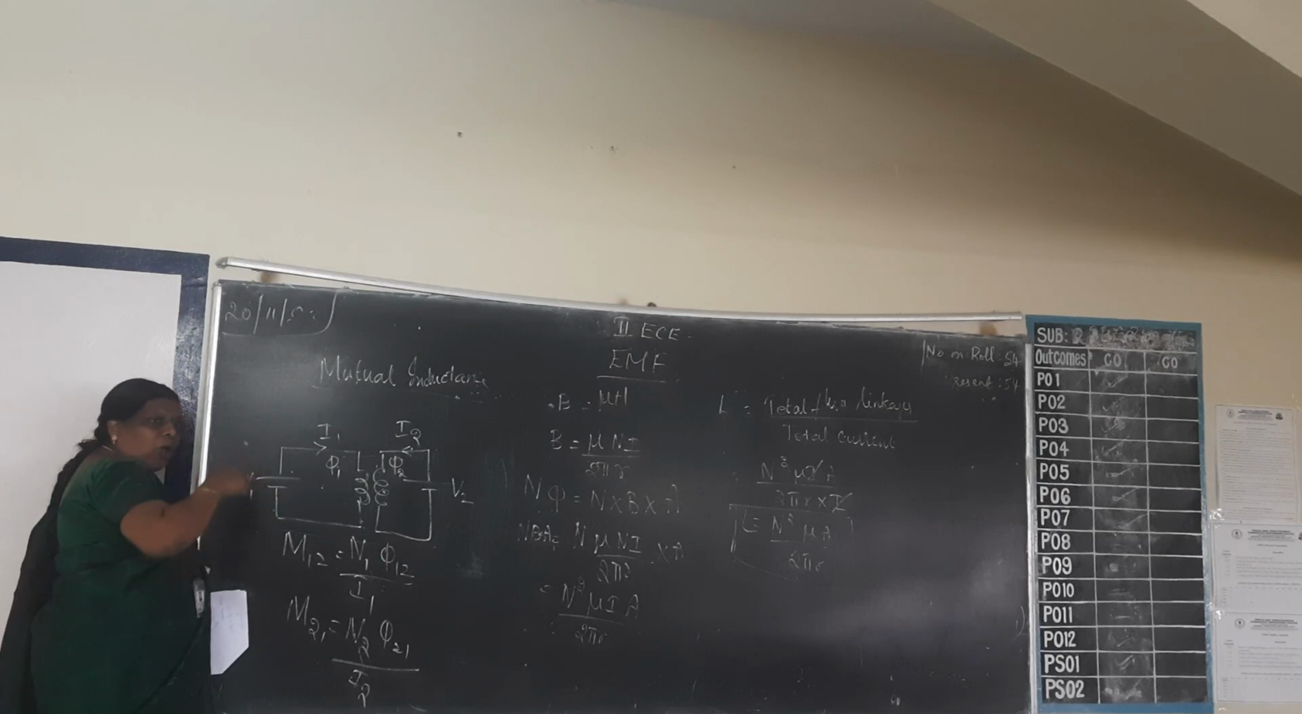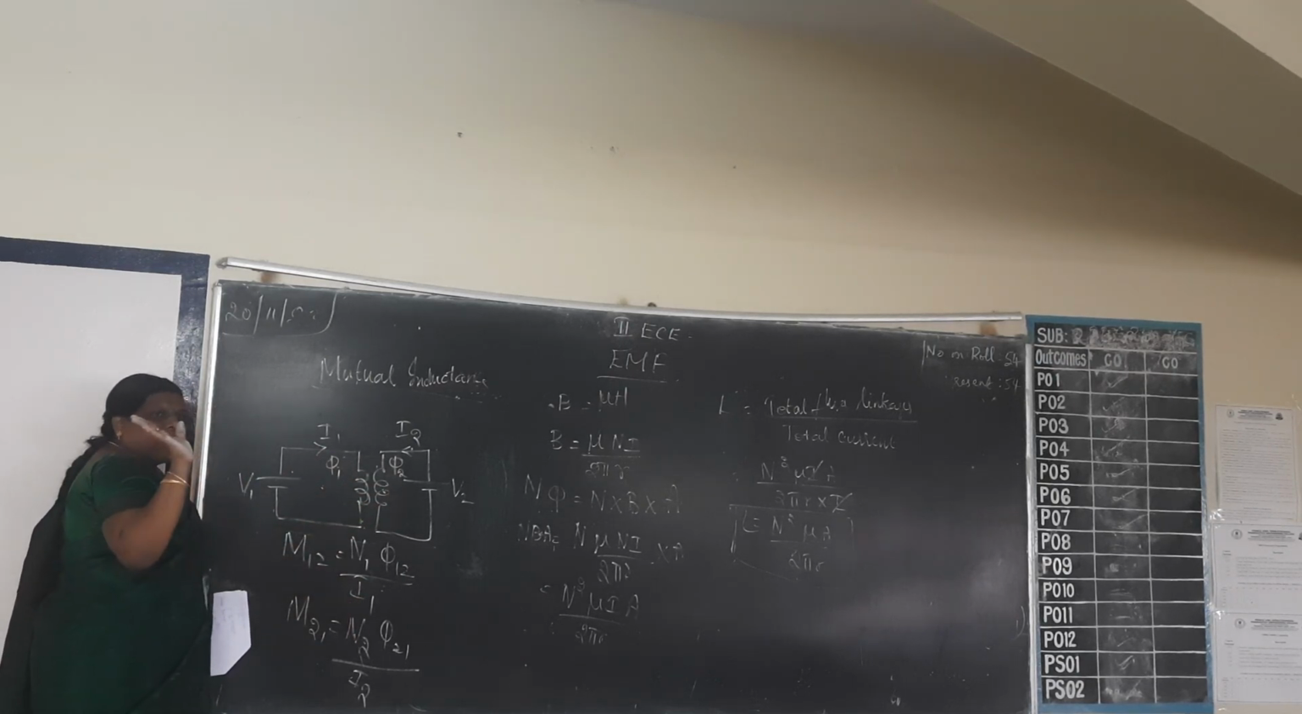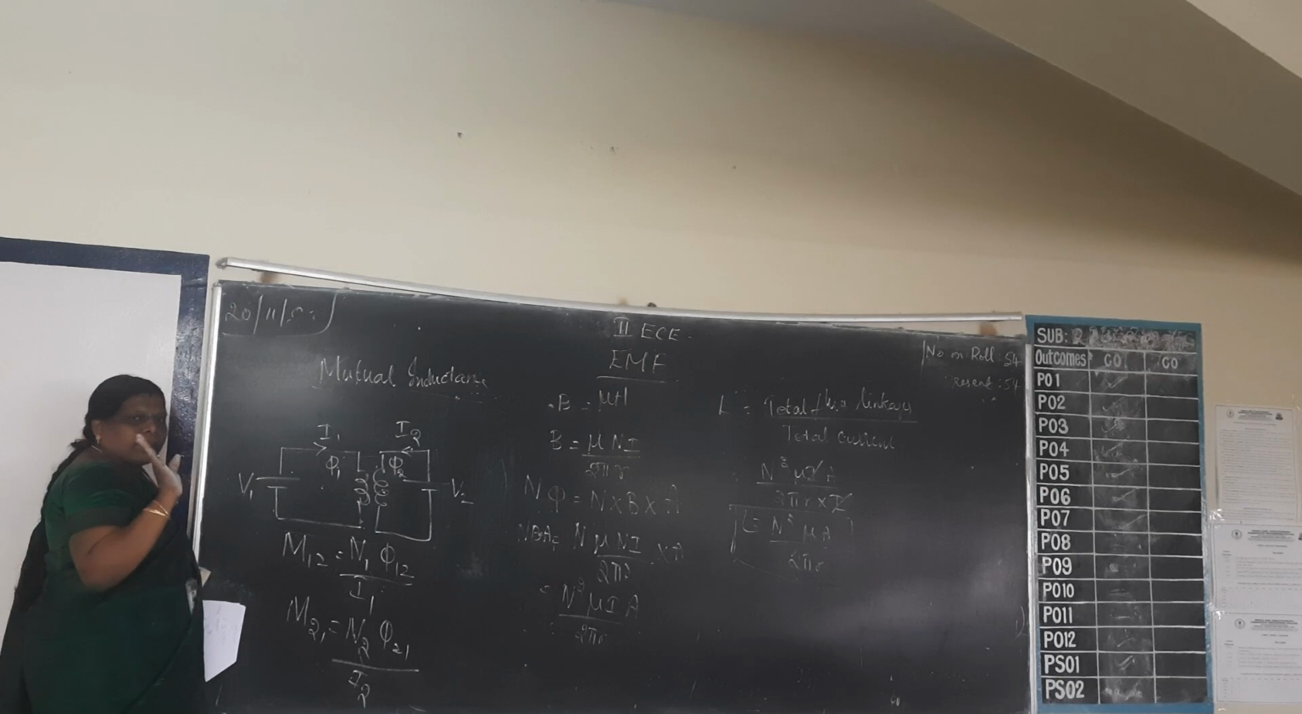First case, the first linked with the second, so phi12. An easy way of remembering: first coil means N1 I1, second coil means N2 I2. That's it. Clear, students? This is about mutual inductance.